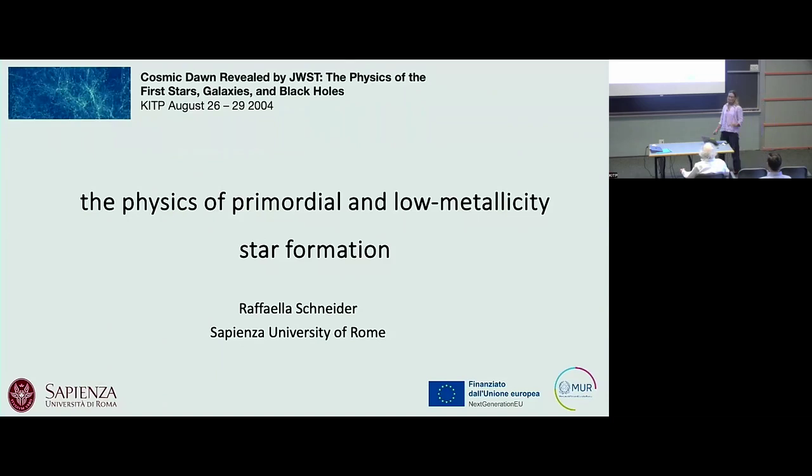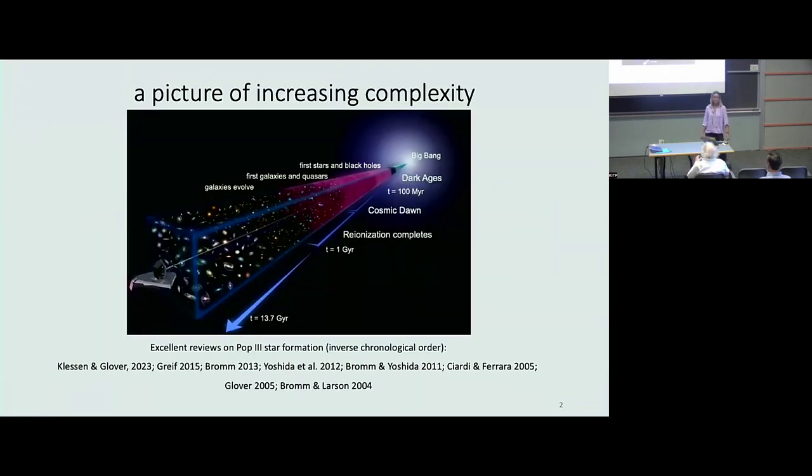I have been given by the organizers the task of trying to review the physics of primordial and low metallicity star formation. Clearly this is a very fundamental problem if we want to really understand this picture of increasing complexity, because the first stellar populations are going to really set the stage for all the physical processes that will then drive the evolution of the first galaxies that we are currently observing with James Webb.